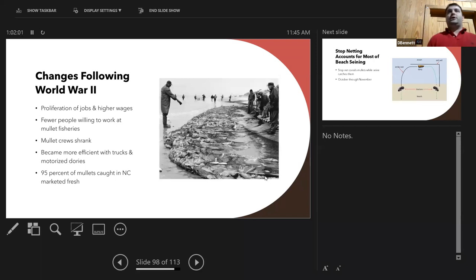So they start using trucks to haul in their seines, and they're using motorized dories to put their nets out. And by this time, 95% of mullets caught in North Carolina are marketed fresh and on ice. So there's also a change in the palate of North Carolinians and the palate of Americans. They want less salted food and more fresh food.